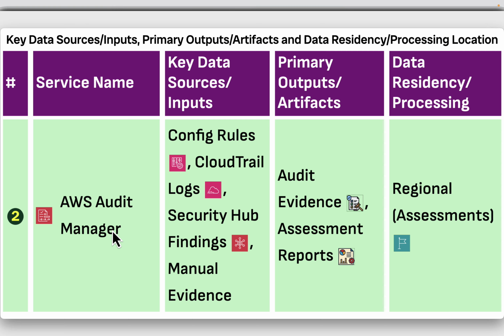Next, we have AWS Audit Manager. So key data sources and inputs are config rules, CloudTrail logs, Security Hub findings, and manual evidence. And output that it produces are audit evidence and assessment reports. And the residency where the data resides is regional for the assessments.